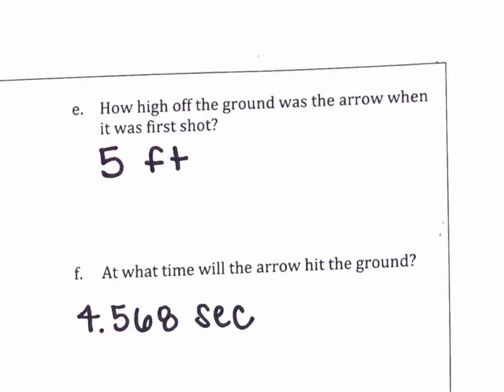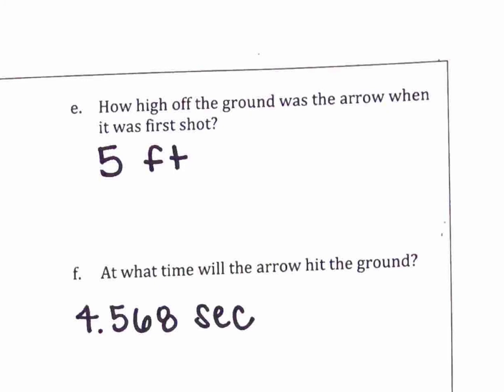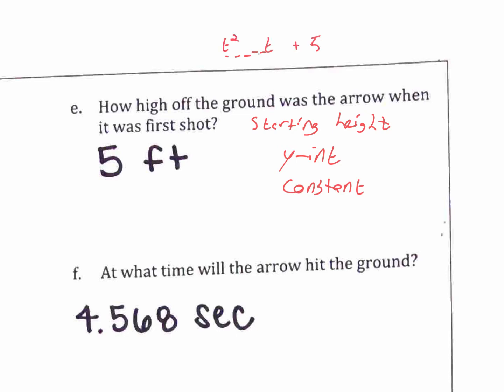How high off the ground was the arrow when it was first shot? This is asking for the starting height. Well, that's just your y-intercept. And that is just whatever the constant value is from the original function. So that function we saw had a bunch of stuff. We had a t squared, we had a t, and then there's a plus 5 at the end. That plus 5, that is our y-intercept.